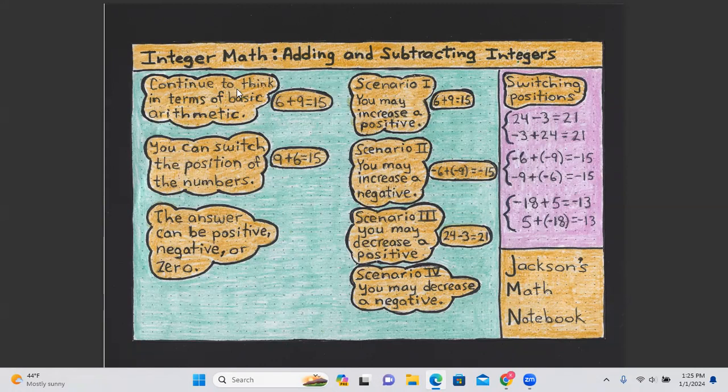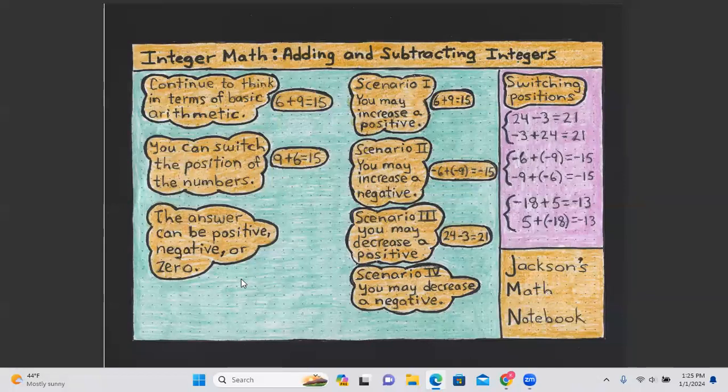basic arithmetic in mind. The second cloud, you can switch the position of the numbers. Right here, we have 6 plus 9 is equal to 15, but we can switch that to say 9 plus 6 equals 15. Whenever you're adding and subtracting integers, here are the possible outcomes.